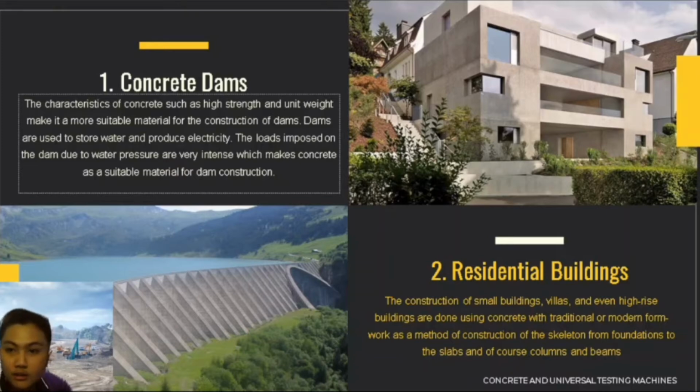A concrete dam is the strongest type of dam built in modern times and may take several forms. Concrete itself is a building material made from water, cement, sand, and gravel or aggregates. So, bakit tayo gumagamit ng concrete para sa dams?